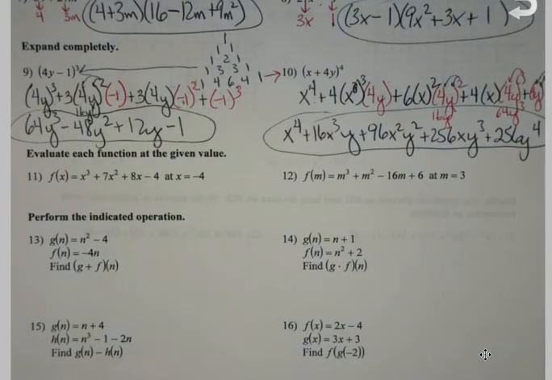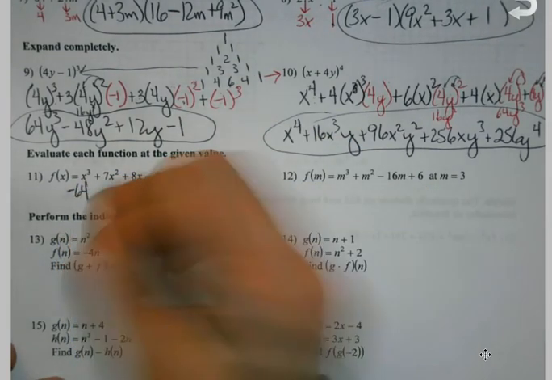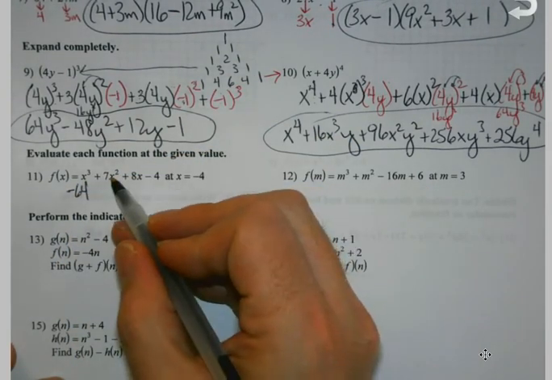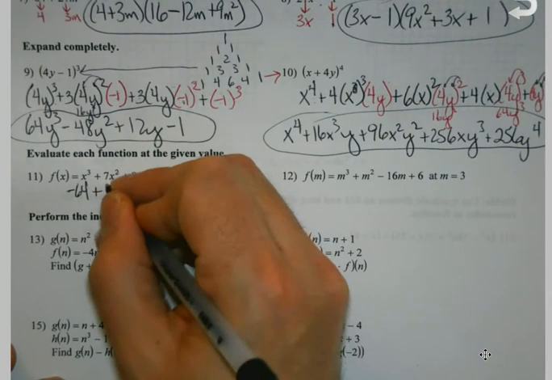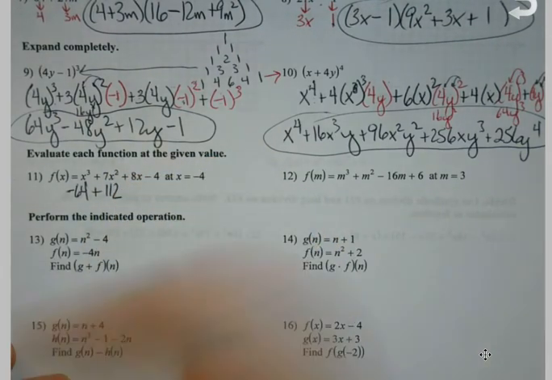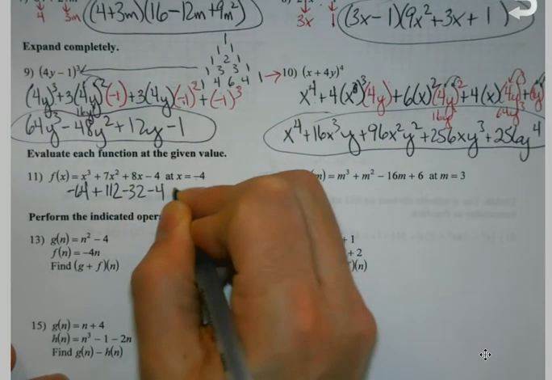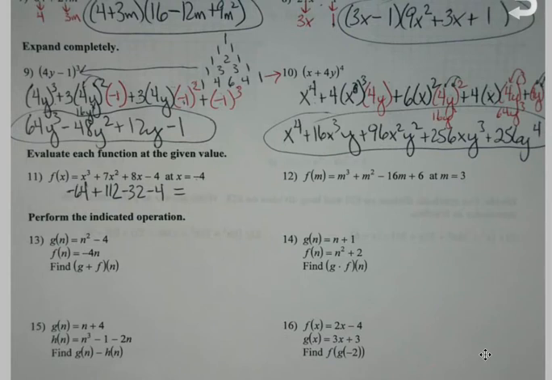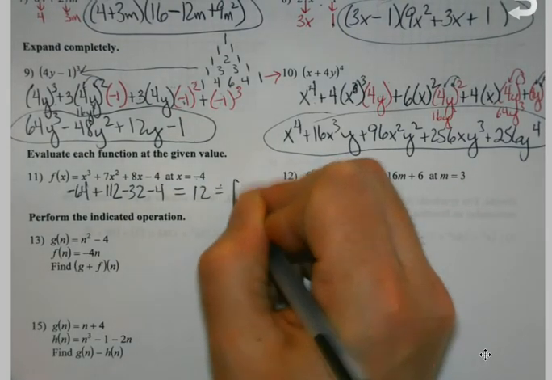Okay, evaluate each of the following functions at the given value. Again, you can use the store function if you want here. You can just crank it out in your brain, which is what I'm going to do. Negative 4 cubed is negative 64. Negative 4 squared is 16 times 7. It's 112. 8 times negative 4 is negative 32 minus 4. Let's see here. I believe we're going to get positive 12 will be our f of negative 4.